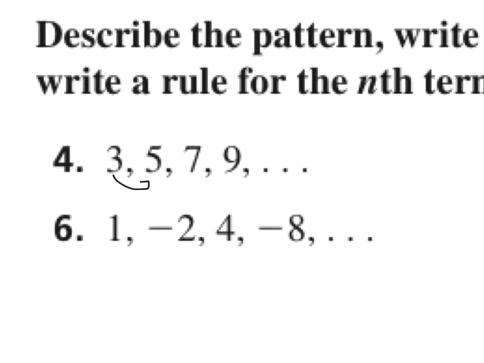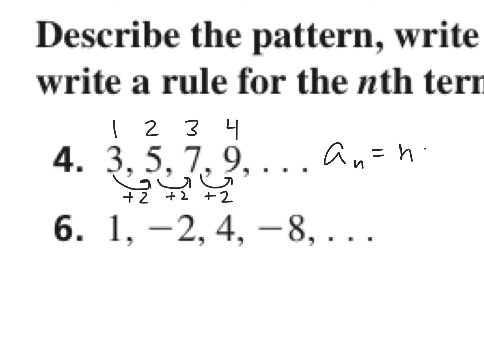What do we do to get from 3 to 5? Add 2. What do we do to get from 5 to 7? Add 2. And from 7 to 9? Add 2. So this is our first term, our second term, our third term, and our fourth term. So would it be like a sub n is equal to n plus 2? Well, let's just say n plus 2. Let's take 3. 3 plus 2 is 5, not 7. So we have to do something else to it.